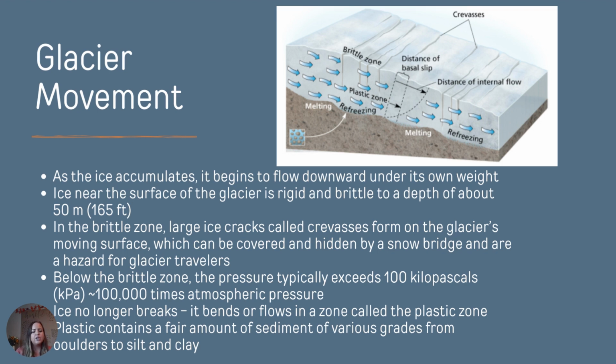So as ice accumulates, it starts to flow downward under its own weight. With gravity and the added weight of the material, it helps move down. In addition, where there's contact between the ice and the ground, there's generally a little bit of melting that occurs. And where that occurs, it helps glide the material across the landscape. And so within the thick portion, we're going to see a plastic zone and a brittle zone.